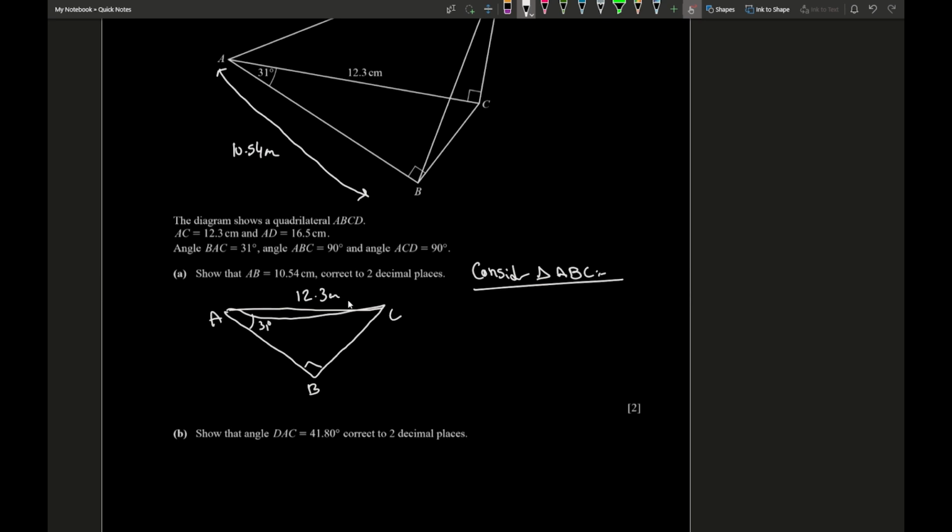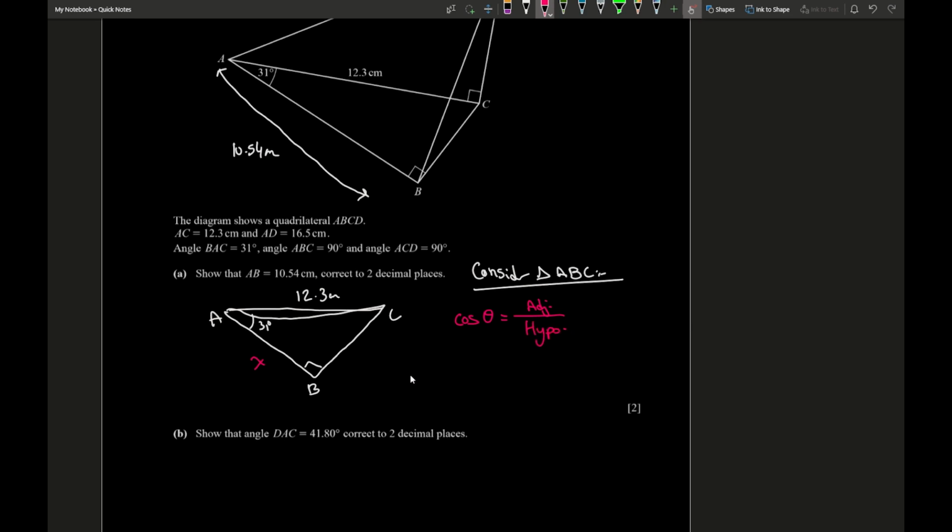Okay, so since this is a right angle triangle, we can use trigonometry SOHCAHTOA to find any side length. Now, we want to find side length AB, which we'll call x for now. Since side length x is adjacent to the angle 31, and we're also given the hypotenuse, we'll have to use the cosine, which says that the cosine of an angle in a right angle triangle is equal to the adjacent side divided by the hypotenuse.